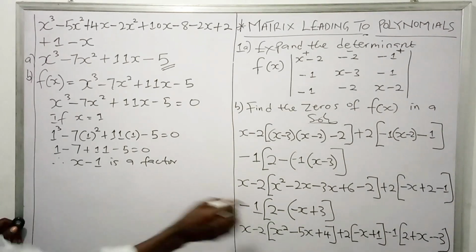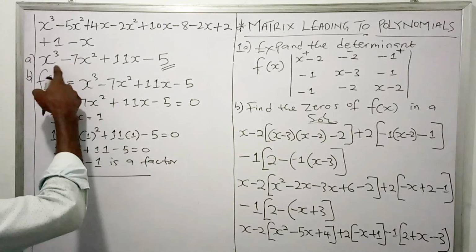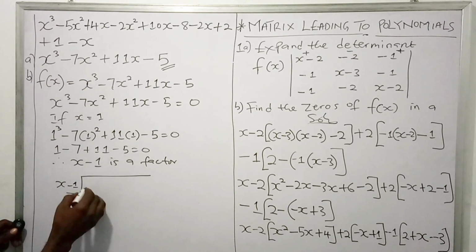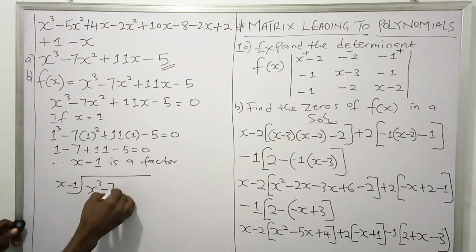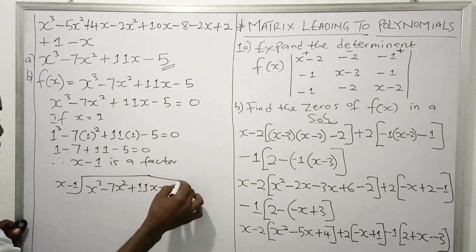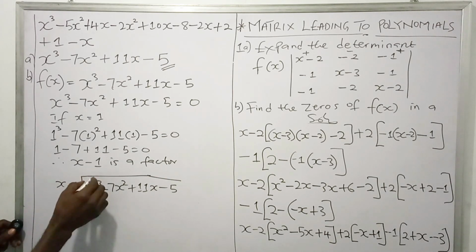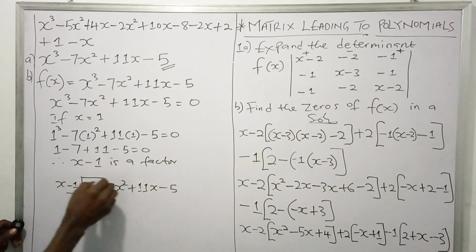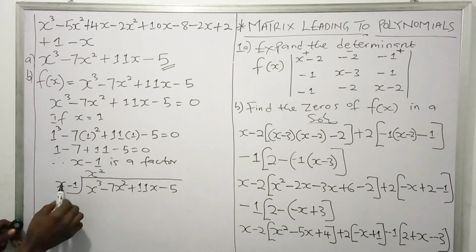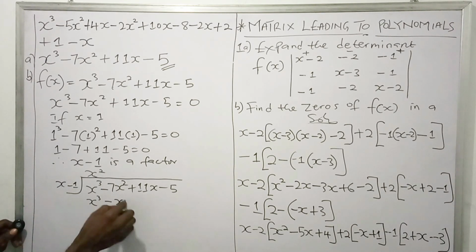So this becomes dividing this expression by one of its factors, which is x minus 1. So we have x cubed minus 7x squared plus 11x minus 5. From here, x divided into this is going to give us x squared. So x squared times x, that's x cubed. x squared times minus 1, that's minus x squared.